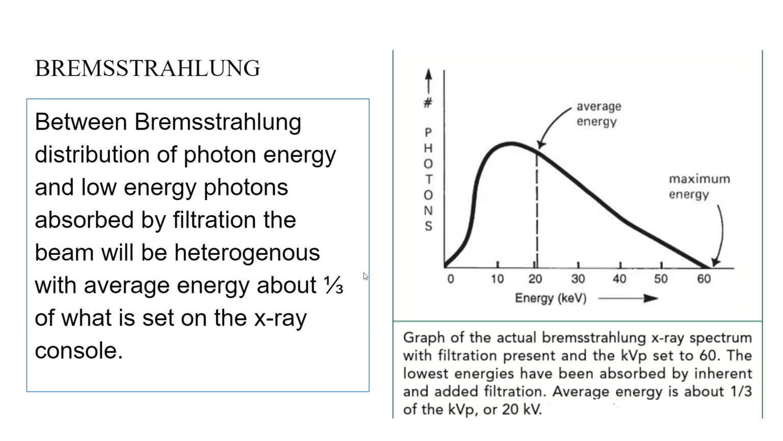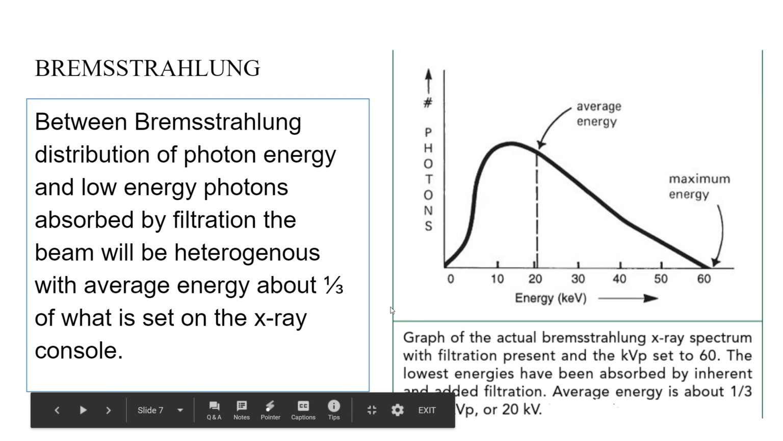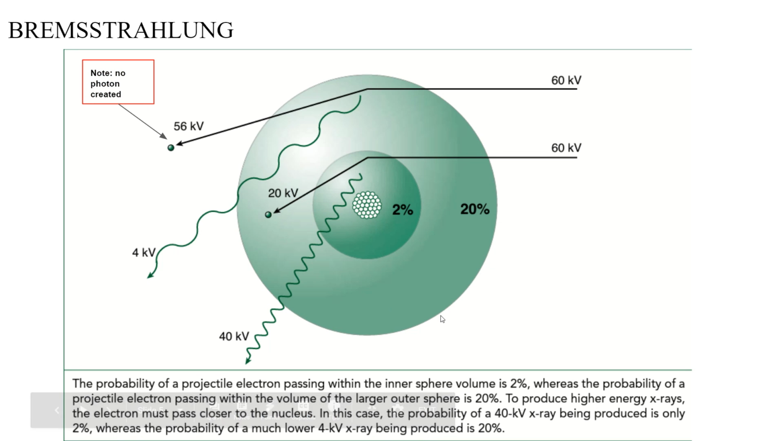Does the kVp imply that it can be 60, but not necessarily? It can be up to that amount, but not more. Can it be less? Oh, it can definitely be less. And is there a lower limit that it can't be lower than? Well, you get a lot of low level photons.